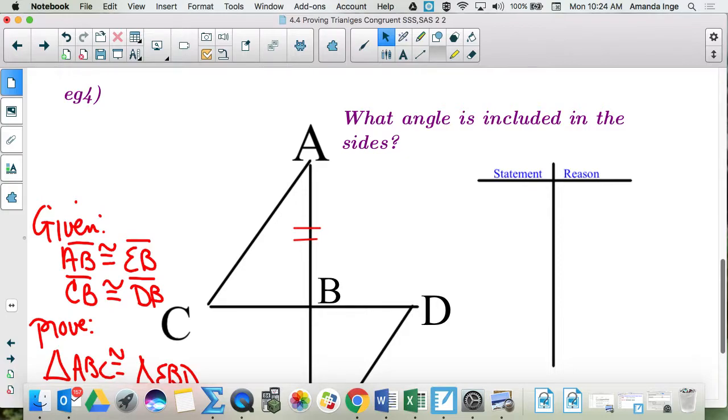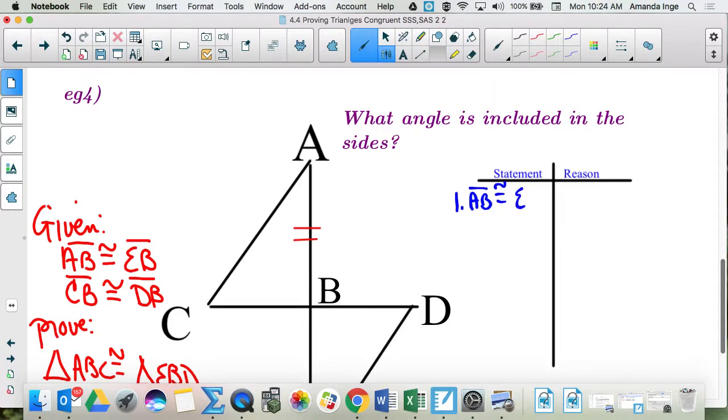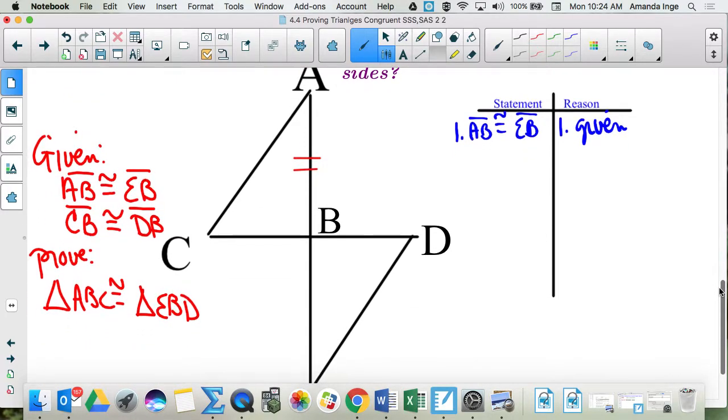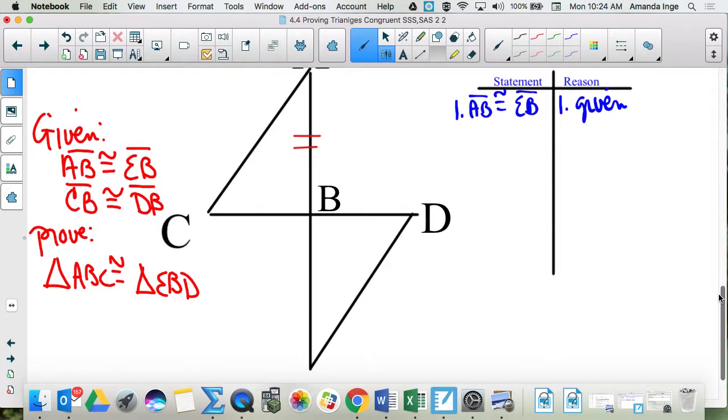So the first thing I'm going to put up here is that AB is congruent to EB, and that's given. And I'm going to mark it on my paper or on the board. AB is congruent to EB. That's an E.